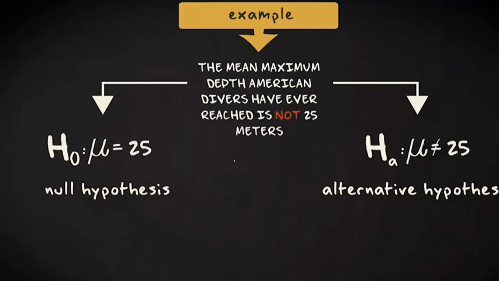Another example would be, let's say, the mean maximum depth American divers have ever reached is not 25 meters. Then the alternative hypothesis will be not 25 meters, and the null hypothesis will be equals to 25 meters.